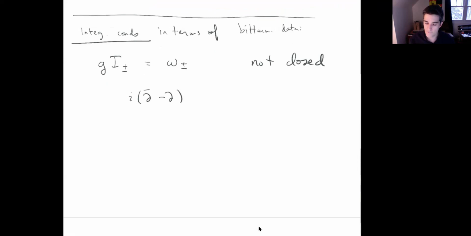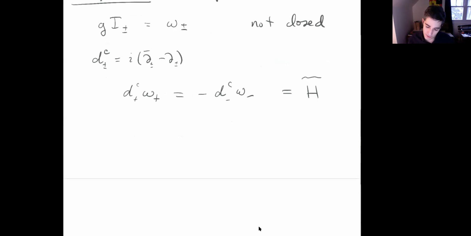Not necessarily closed, but rather instead what happens is that they're killed by this alternate real operator, which is sometimes called DC. And because I have two complex structures, I need to put a plus minus on this. So the condition really is that DC plus of omega plus should be equal to minus DC minus of omega minus, and this should be equal to the 3 form H. Now, remember that this is a closed 3 form, and this is the key integrability condition.